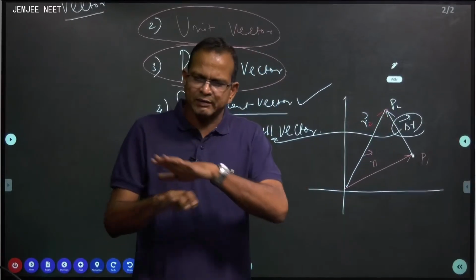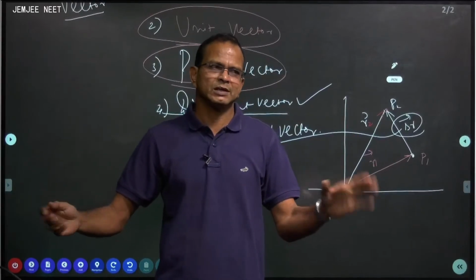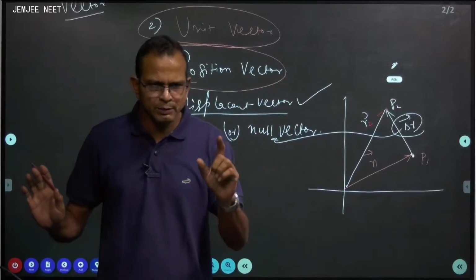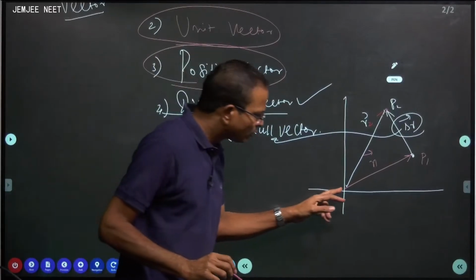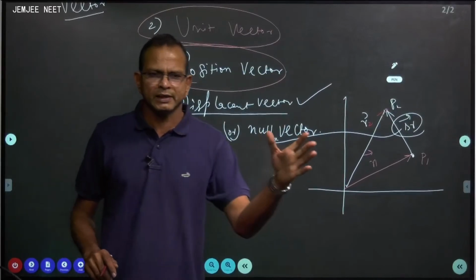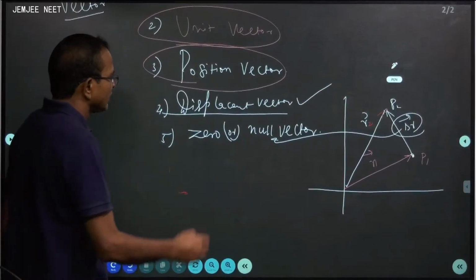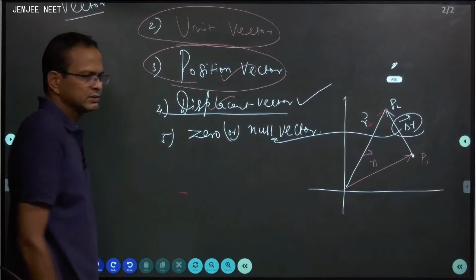If you take any point other than the origin, what is it called? Displacement vector. So if you measure from the origin, it is called position vector. If you do not measure from the origin, it is automatically called displacement vector. So simple it is. I hope you understand the displacement and position. Any doubt?